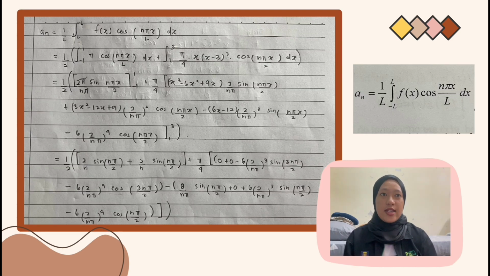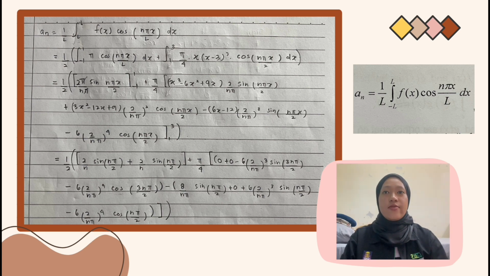Next, we will find An using 1 over L, integrate from -L to L, f(x) cos(n pi x over L) dx. So first, we will substitute the value of L, which is 2, into the formula, and then we will use two functions, same as how we get A0, which is pi, and pi x (x minus 3) squared over 4, and we will multiply these two terms with cos(n pi x over L) dx.